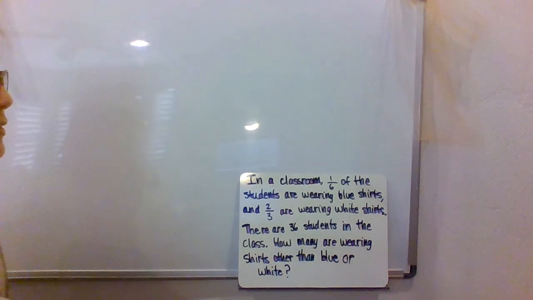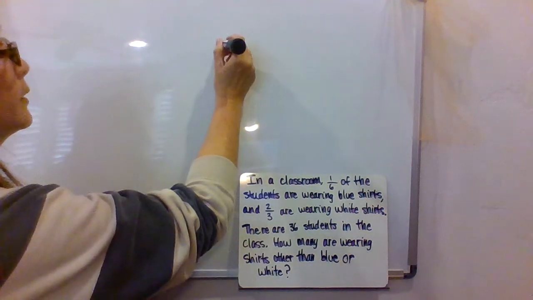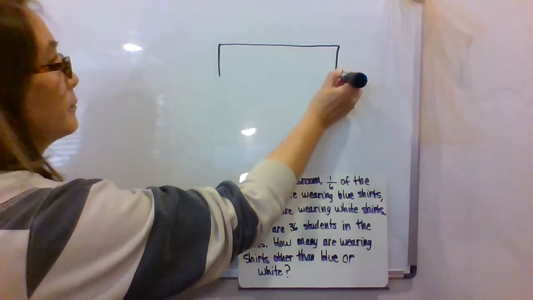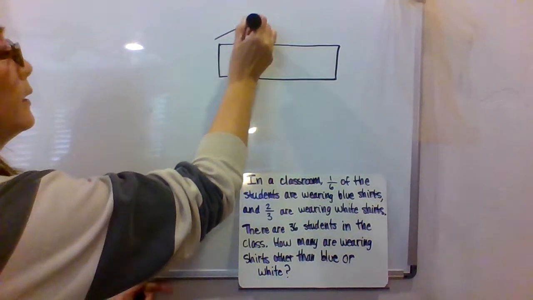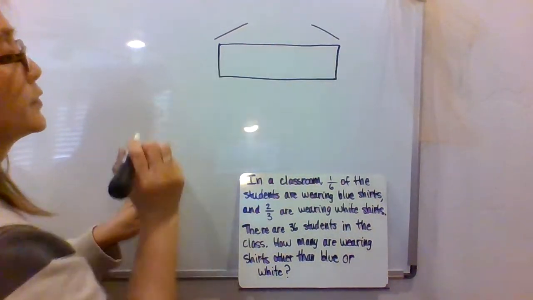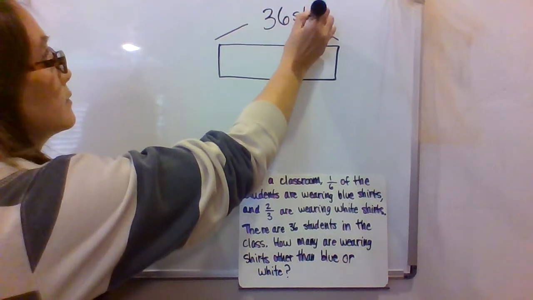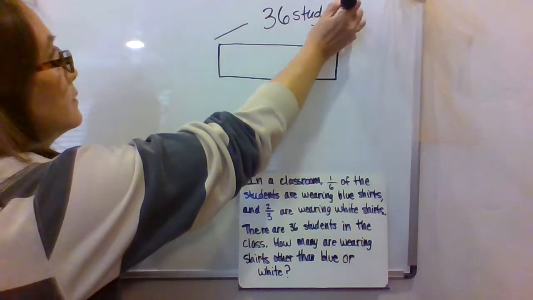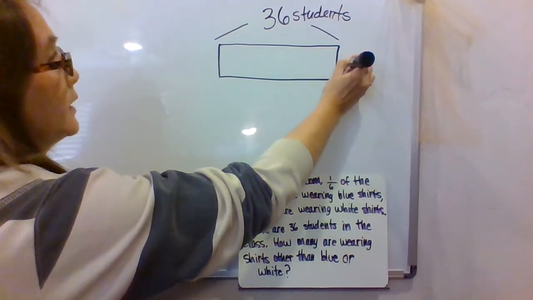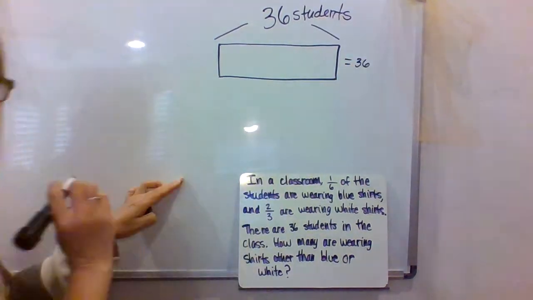So 1/6 are wearing blue, 2/3 are wearing white. There's 36 total students. How many are not wearing the blue or white? So I'm going to start with a tape diagram. And I'm thinking to myself, how many total students are in the class? 36 students. So all of that tape diagram is equaling 36.